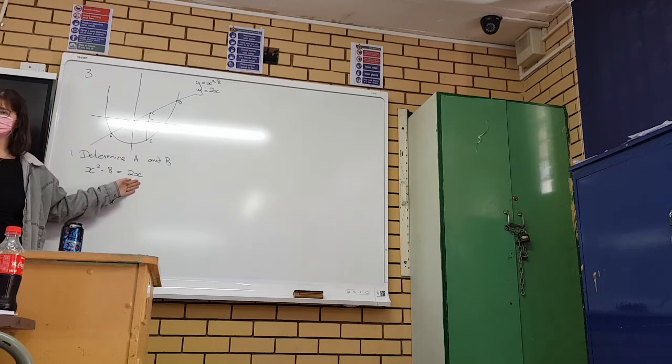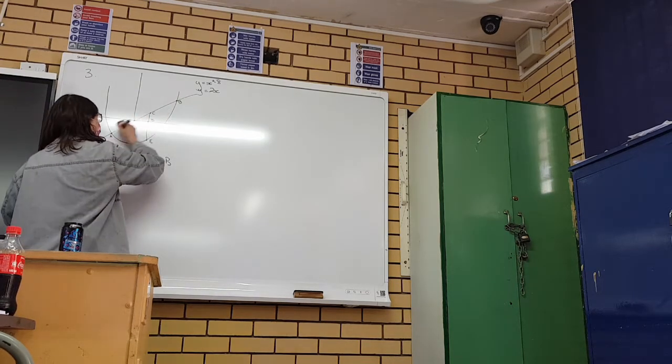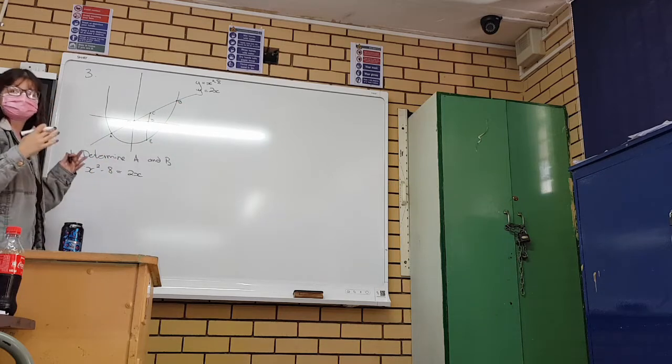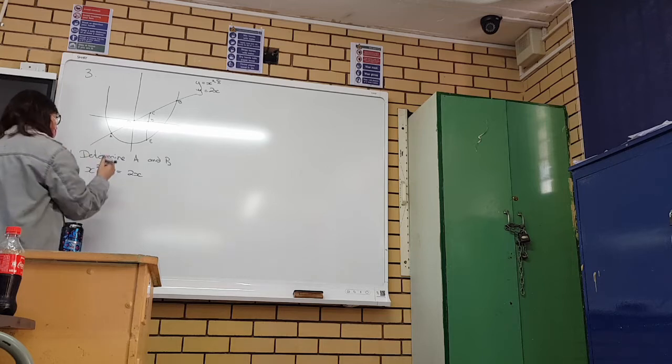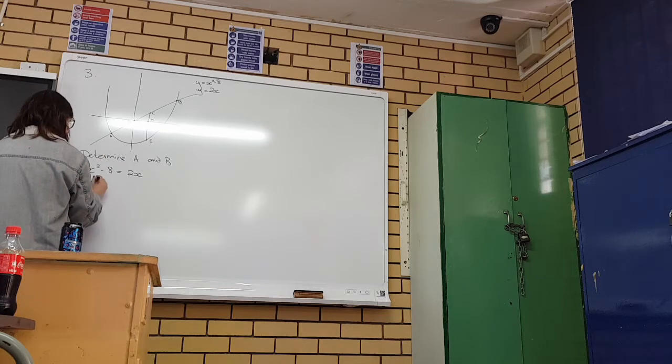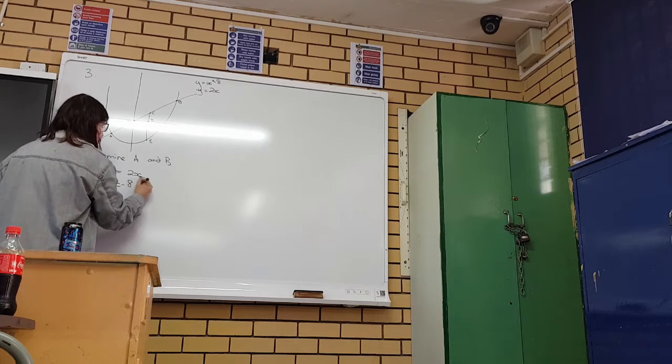Exactly, because both graphs, those points intersect each other on the same graph. This is where the two graphs intersect each other, so they'll be equal to each other at 2 points. So I want to calculate what 2 points they will be equal to each other at. I take this over, and I say x squared minus 2x minus 8 is equal to 0.